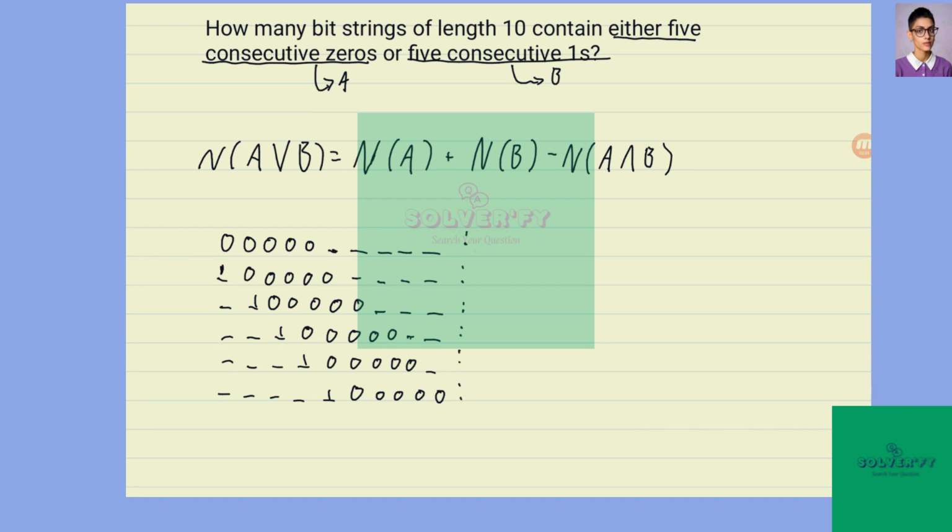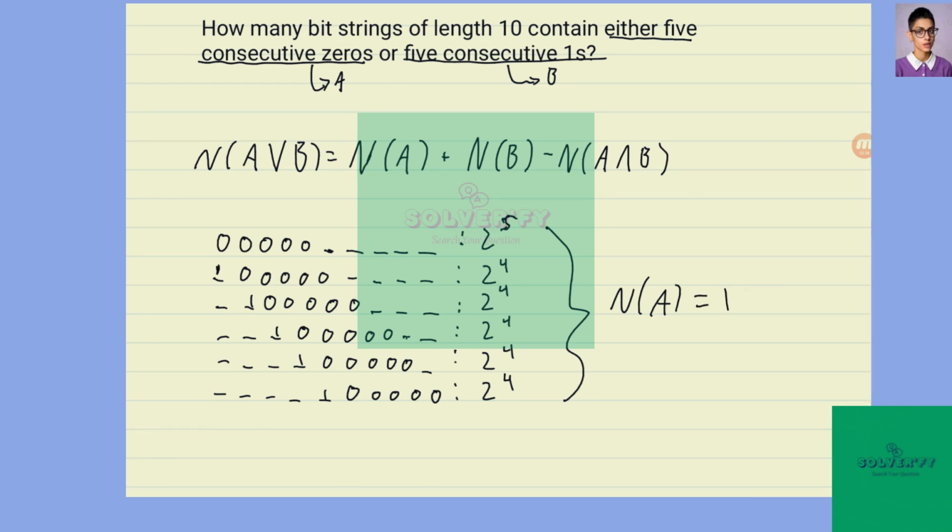we have for the first 2 to the power of 5. The second, we'd have 2 to the power of 4. The third, 2 to the power of 4. For the fourth, 2 to the power of 4. For the fifth, 2 to the power of 4. And for the sixth, 2 to the power of 4. So adding up all of those, the number for A is going to be 112.